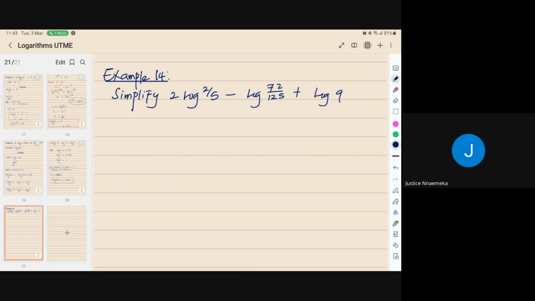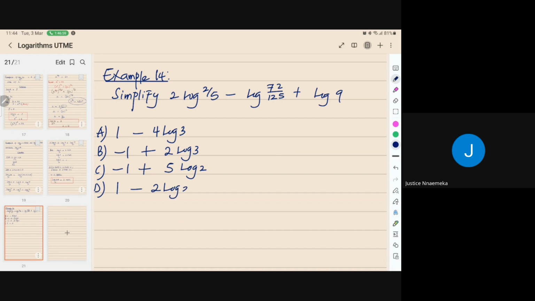So how do we go about this? Remember as always, look at the options they gave us. Option A is 1 minus 4 log 3. Option B is minus 1 plus 2 log 3. Option C is minus 1 plus 5 log 2. Option D is 1 minus 2 log 2. So these are the options that were given to us, right? And we are asked to get our hands dirty doing that.